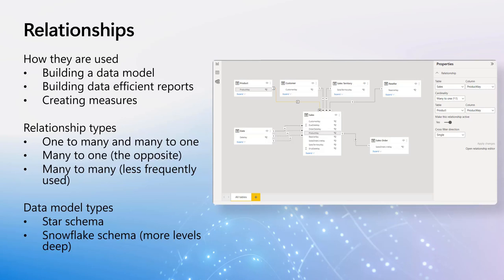When we consider relationship types, we often talk about one-to-many, many-to-one, and many-to-many. There is one customer and many sales, or when we turn the relationship around, many sales and one customer, and it's even possible to have many-to-many, such as many courses attended by many people. Whilst on the screen we're looking at a star schema data model, a snowflake schema is simply one more level down, or even more than one level down.